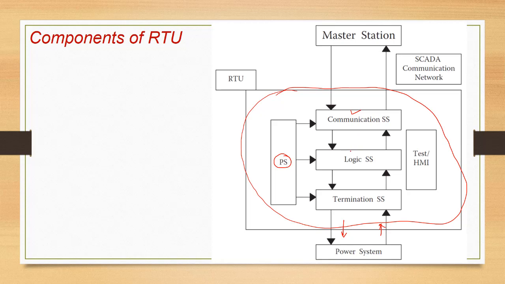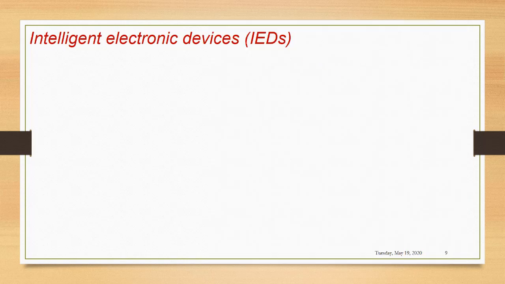One is the communication subsystem, then the logic subsystem, then the termination subsystem. These three subsystems work together along with the HMI. The test and HMI are there for testing and maintenance purposes of the RTU. So this is your RTU, and here we have SCADA communication networks through which it communicates with the master station. This is all about your RTU, remote terminal units.